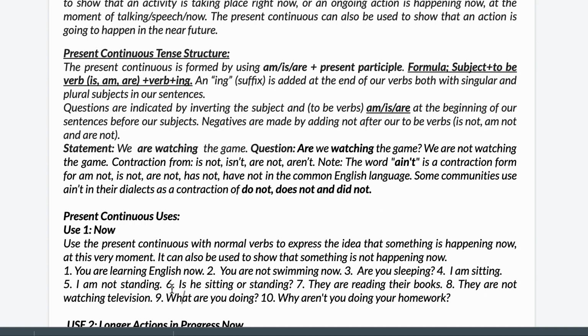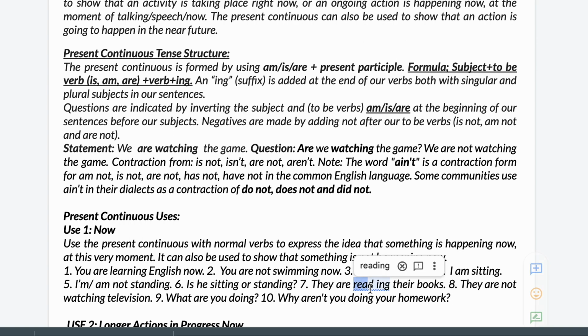I'm not standing. I can say this or I can just use this. So these are two ways. Is he sitting or standing? They are reading their books. So with "they" we use "are", and again "read".